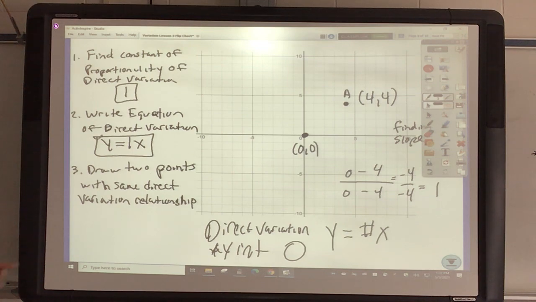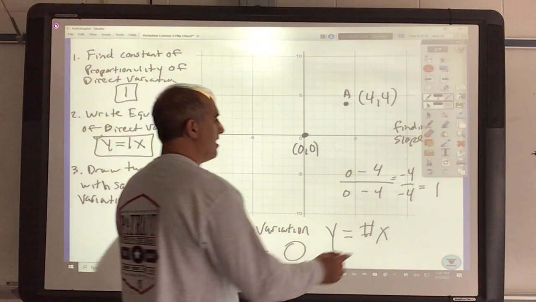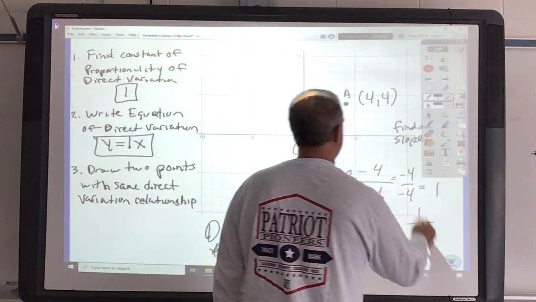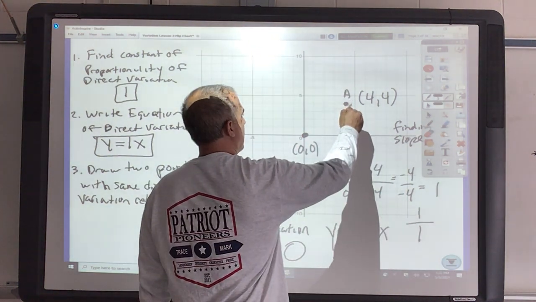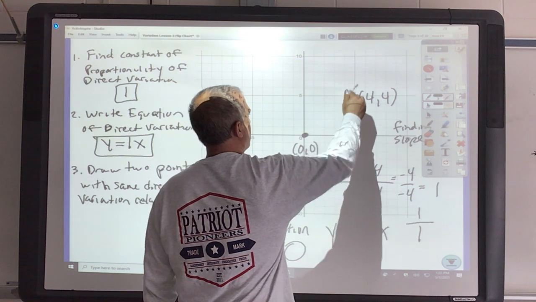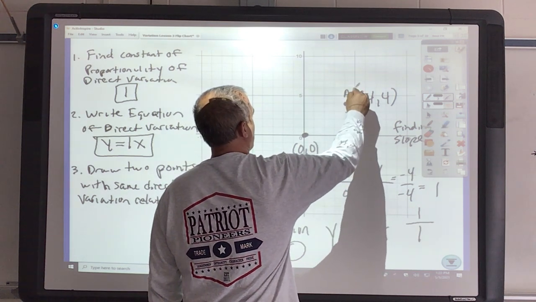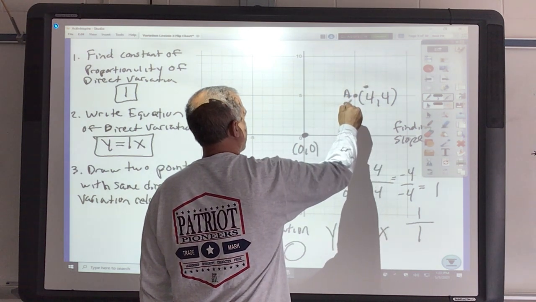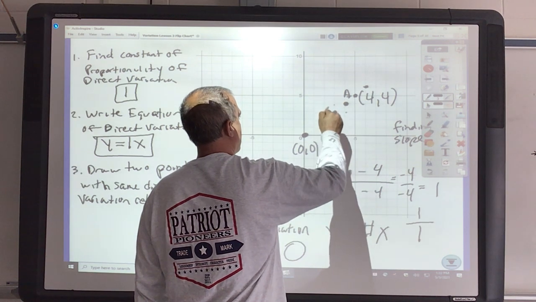Then it says draw 2 points with the same direct relationship. Okay, now what is 1 as a fraction? That is 1 over 1. So I could go 1 up, 1 over, go 1 up, 1 over. I can also go this way, left, down, left, down.